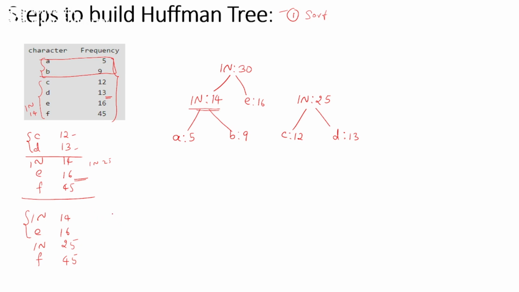So I will write my table once again. I need to eliminate these two now. So I need to start with the inner node 25, then comes inner node 30, then comes F45. This is my new table. Now inner node 25 and inner node 30 I need to select, right? So obviously inner node 25 comes before inner node 30. So I will write my tree structure once again.